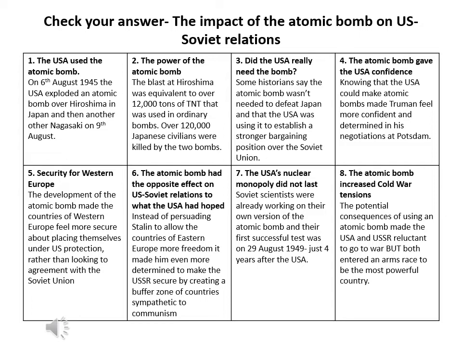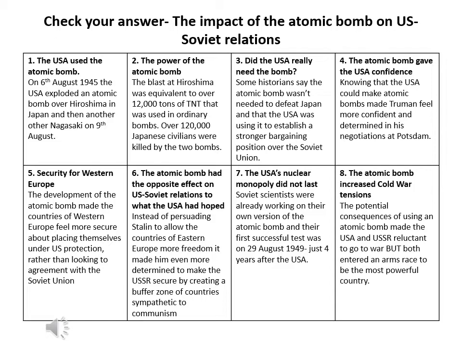The blast at Hiroshima was equivalent to over 12,000 tons of TNT that is used in ordinary explosives. Over 120,000 Japanese civilians were killed by the two bombs. So this shows to us that the USA used the atomic bomb and it had great power. Now, some historians question whether the atomic bomb was needed and say that it wasn't needed to defeat Japan, and that actually the USA was using it to establish a stronger bargaining position over the Soviet Union. And certainly knowing that it had the atomic bomb made the USA more powerful. And certainly it made Truman feel more confident and determined in his negotiations at Potsdam.